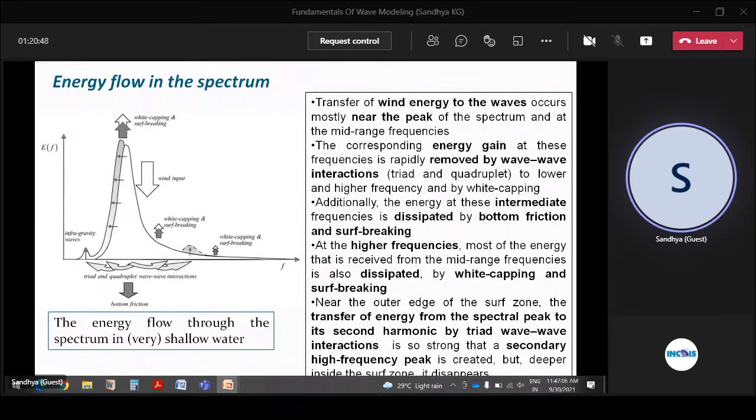Now this is the energy flow in a spectrum. This we have already covered, in a nutshell. The wind transfers energy to the mid frequencies near the peak. The energy gain at these frequencies is rapidly removed by the wave-wave interactions, which are the triads and quadruplets. The energy at the intermediate frequencies is dissipated by bottom friction and surf breaking. At higher frequencies, most of the energy is dissipated by whitecapping and surf breaking. Near the edge of the surf zone, the transfer of energy from the spectral peak to its second harmonic by triad wave-wave interactions is so strong that you see a secondary peak here. But this is not very prominent. The contribution is very small. You can even safely neglect it without affecting the wave model results significantly.